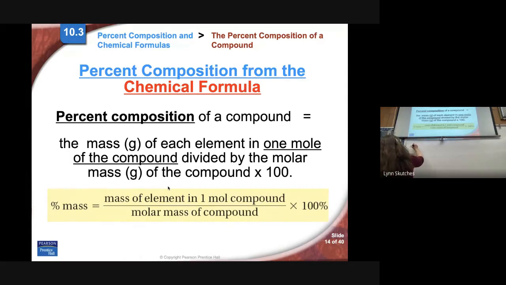So this time it says mass of element. And I should say mass of each element separately. And then you divide it by the molar mass of the compound. And this is where you need your periodic table. Okay, it's not an analysis in the laboratory. It's just looking at the formula. And multiply by 100. I always leave that off.